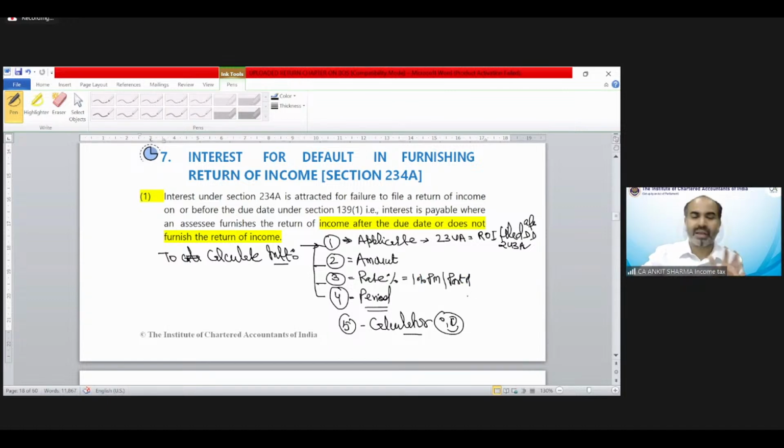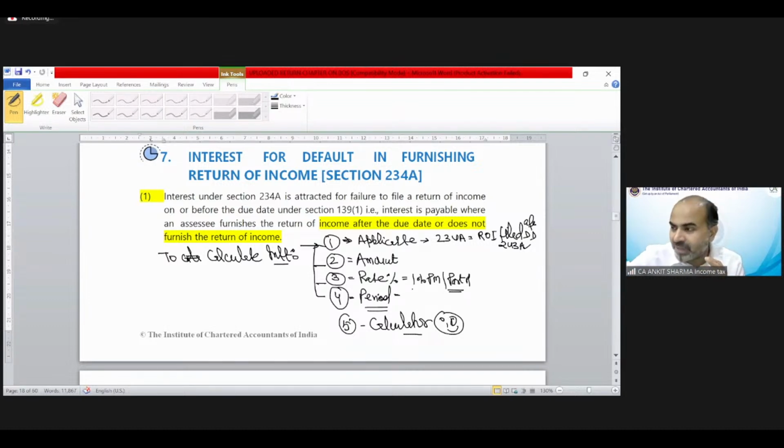Part of a month means if we delayed filing the return by 4 months, 4 days, then we will charge 5 months' interest. That means 5% interest would be charged. If we delayed for 8 months, 10 days, then we will charge 9% interest. So part of a month means even a single day will be counted as a full month. Clear?